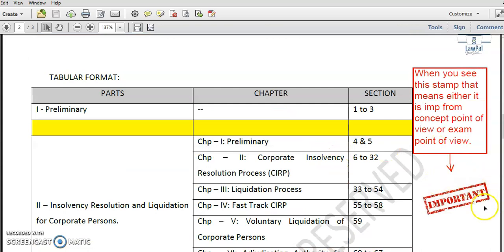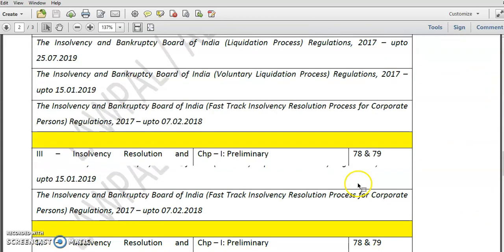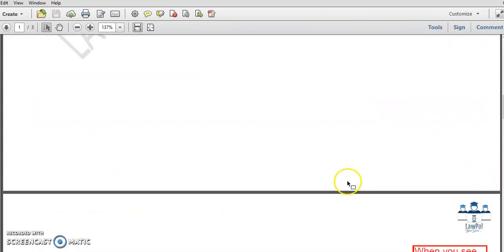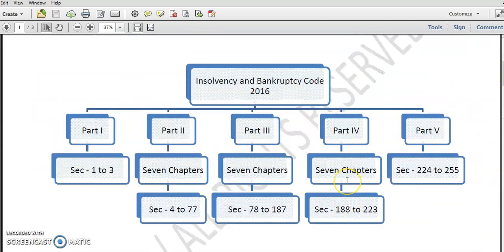And wherever you see these stamps, I hope you will understand that either that provision or that paragraph is important from concept point of view or from exam point of view. So you have to pay more attention whenever you see these stamps in my notes. Okay. So this was the structure of IBC.